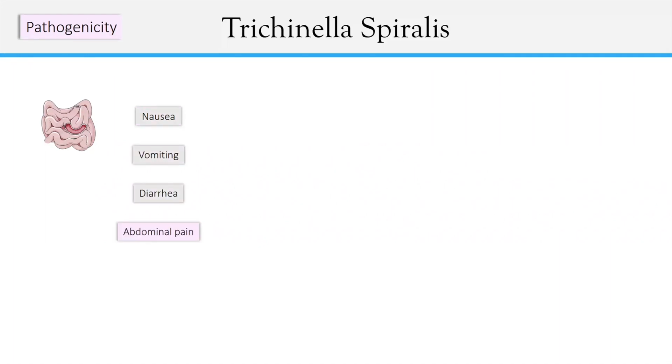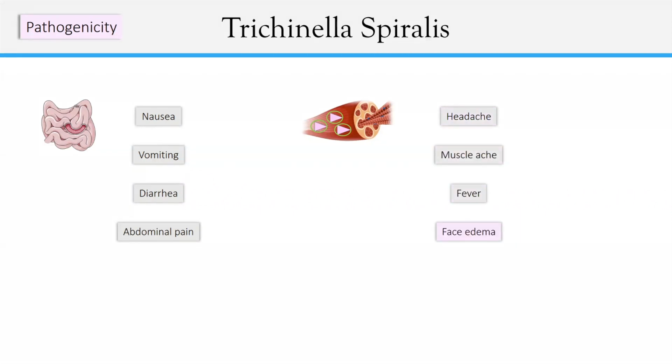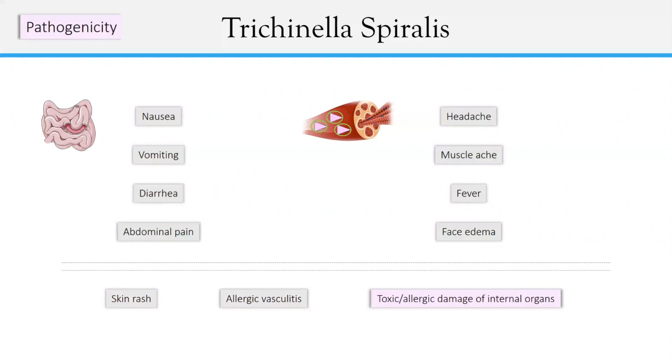Pathogenicity of Trichinella spiralis. From the site of intestine, clinical symptoms may be represented by nausea, vomiting, diarrhea, abdominal pain. Another group of symptoms is associated with larva infection of the muscle, and these symptoms may be represented by headache, muscle ache, fever, face edema. Also, in case of infection with Trichinella spiralis, skin rash, allergic vasculitis, and toxic allergic damage of internal organs may appear.